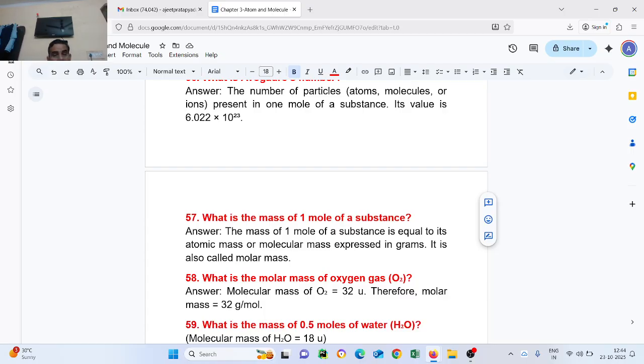Question number 58. What is the molar mass of oxygen, O2? Answer: The molecular mass of oxygen is 32. Therefore, the molar mass of oxygen is 32 grams per mole.